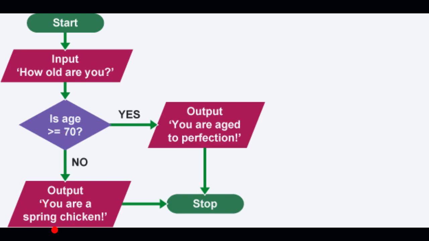Then we're going to print "you are a spring chicken." Then we're going to go to the stop. So pay attention. We now have two possible branches: when the criteria is true, like what we did now, and this time we want to add another kind of control for when the criteria is not true, is false.